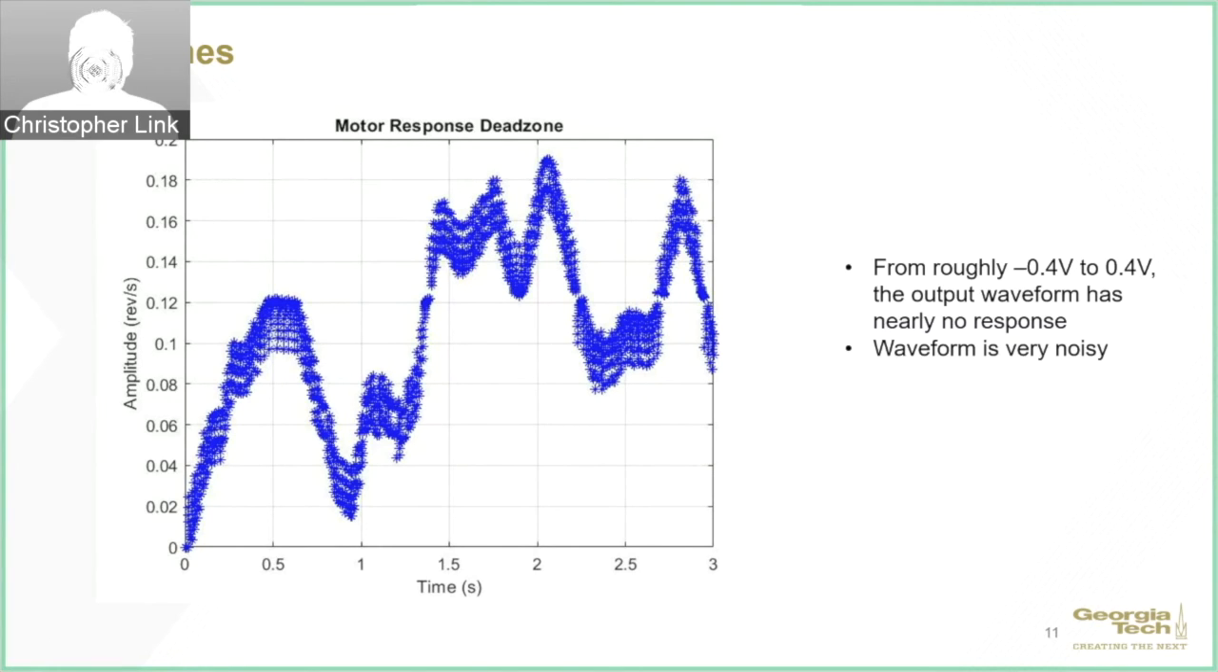Regarding dead zones, the motor has a nonlinear response during the input of low voltages. This occurs from roughly negative 0.4 to positive 0.4 volts of input voltage. At these low levels of voltage, the motor does not have enough power to spin properly, thus waveforms such as the example shown here are produced. The output waveforms have a lot of noise and near zero amplitude.